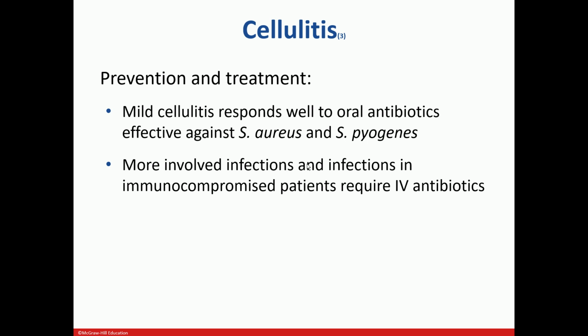Okay, so what is the prevention and treatment? It responds well to antibiotics, to oral antibiotics. So people can be given oral antibiotics. There's no need of giving intravenous antibiotics. Just oral antibiotics are fine for mild cellulitis. So the antibiotics which work against Staph aureus and Streptococcus pyogenes.